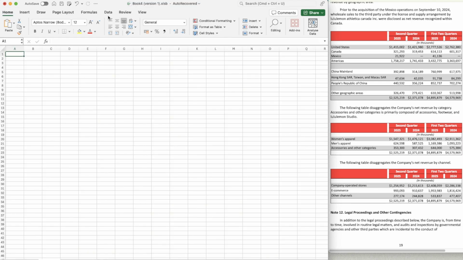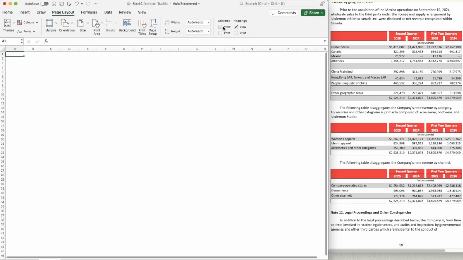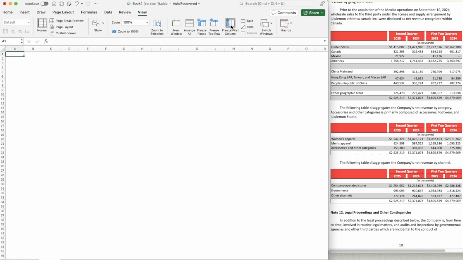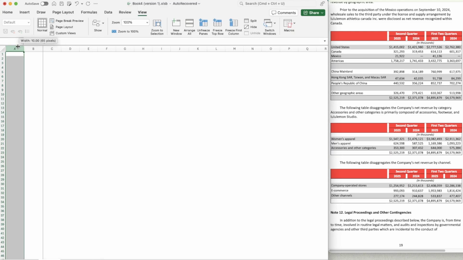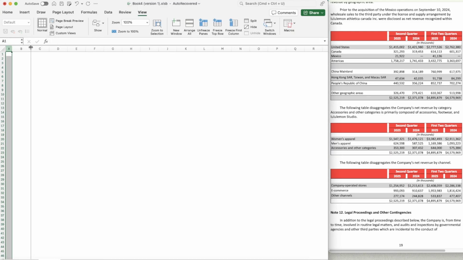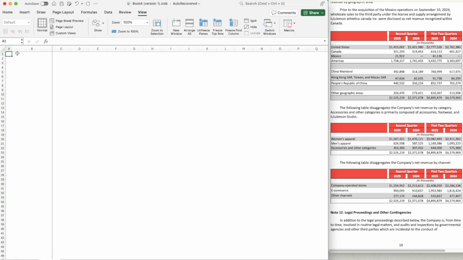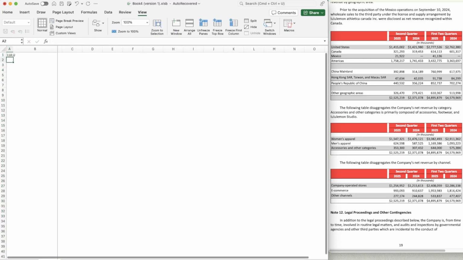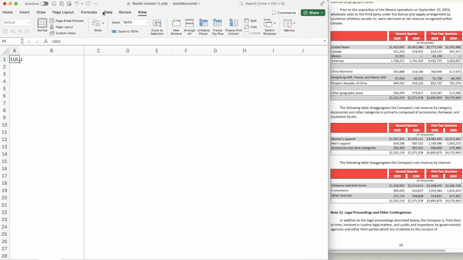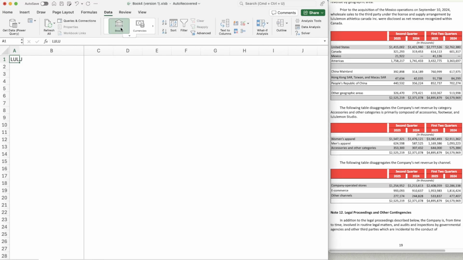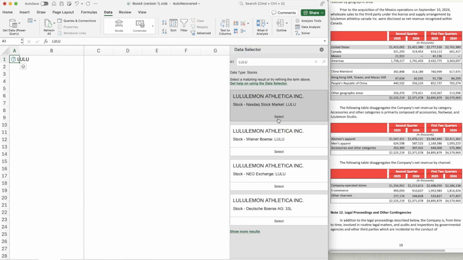So, as always, the first thing we do, page layout, we take off the grid lines, we go view, we freeze the first column, we insert another, and we just make the A smaller and the B larger. And in A1, we're going to put Lulu. I'll just zoom in for you. So we have Lulu here, data, stocks, and it will automatically find Lululemon for us. And there we go.